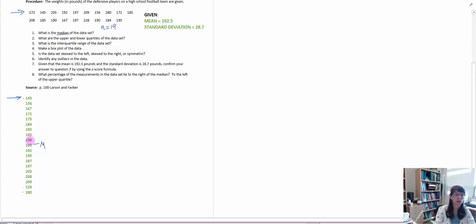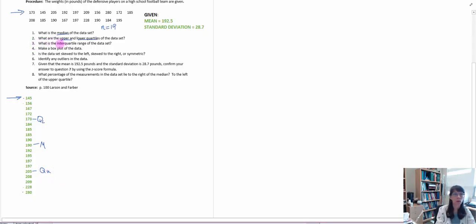We now are left with 9 measurements below the median and 9 measurements above the median. To find the lower and upper quartiles, we're finding halfway below the median and then halfway above the median. So halfway below the median, that is the lower quartile, represented by Q sub L. To go halfway above the median, that would be 5 measurements above the median. That's the 205 pounds, the upper quartile, represented by Q sub U.